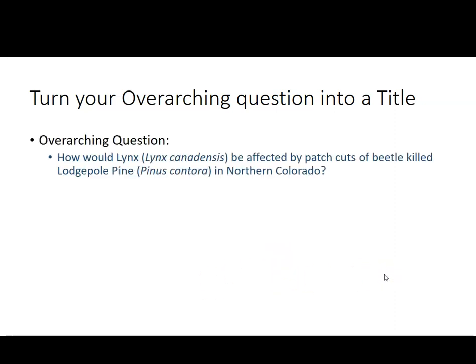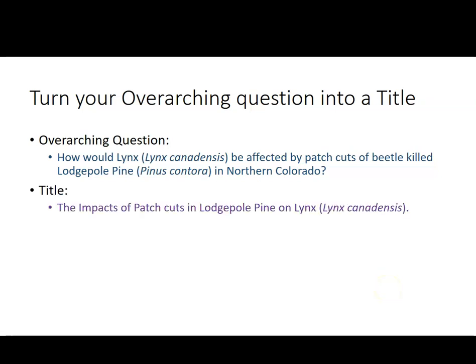From my example that I provided you in the assignment sheet, this was a potential overarching question. How would lynx be affected by patch cuts of beetle-killed lodgepole pine in northern Colorado? Now, I don't want a question to be my title, so I need to turn this question into a statement to be my title. And that might look something like this. The impacts of patch cuts in lodgepole pine on lynx. And you know what, I should actually say in Colorado, right? The impacts of patch cuts in lodgepole pine on lynx in Colorado. That's a title. I can read that title and know what that paper is going to be about.